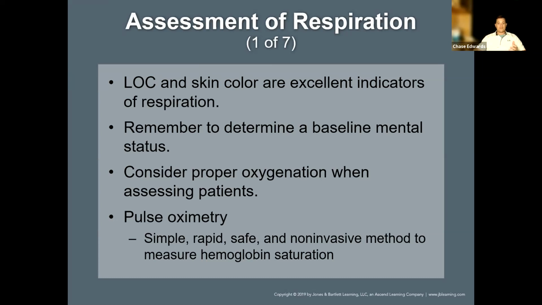There are several methods to be used to assess proper oxygenation. Pulse oximetry is one. It's a simple, rapid, safe, and non-invasive method of measuring how well a person's hemoglobin is saturated. Routine vital signs can be used as part of any patient assessment. A pulse ox measures the percentage of hemoglobin in the arterial blood that is saturated with oxygen. So if the hemoglobin's got all four oxygen molecules on it, it's going to say 100, or 98 or 97, or above 94, above 95. If it's not, then it's going to show something else entirely, or it's going to be lower.